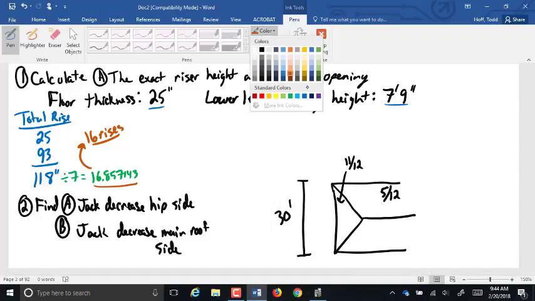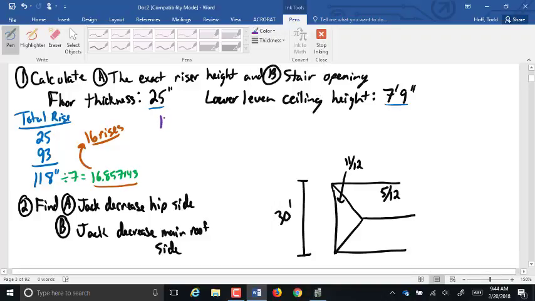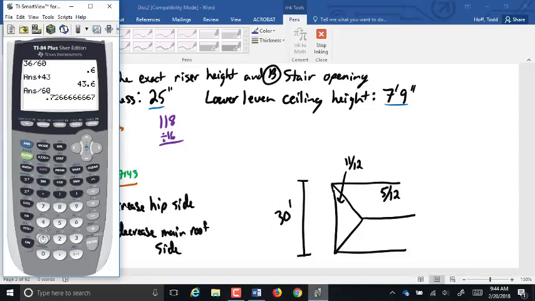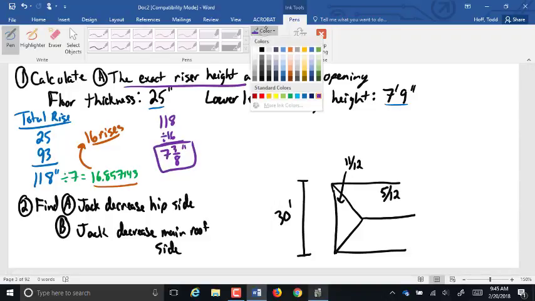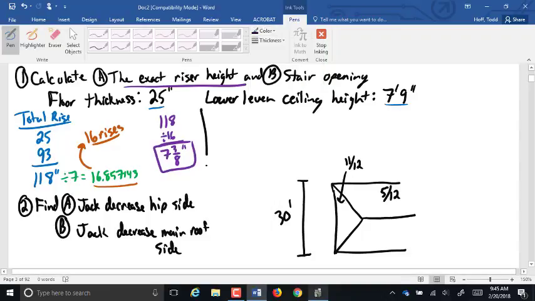Then what do we do? Divide 118 by 16, giving us 7 3/8 inches. That is our exact riser height. Now what? To find the stair opening, we have to start with finding what?